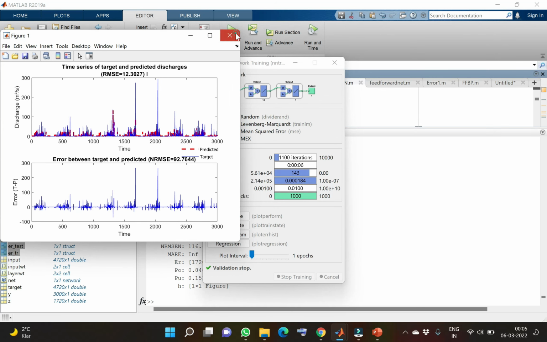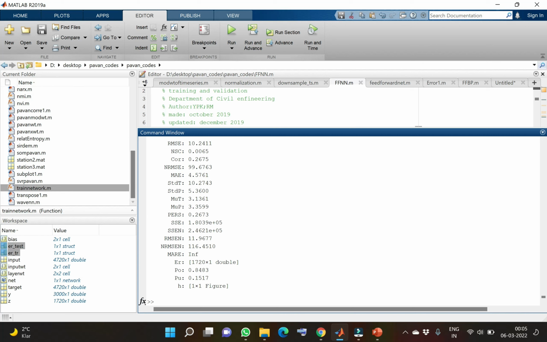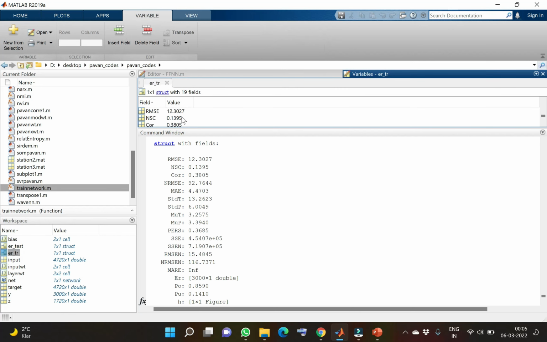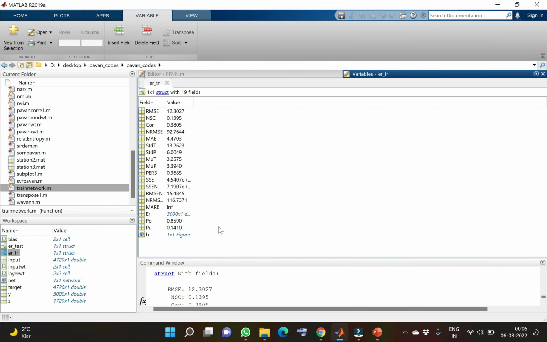Now we will see the values instead of figures to understand better. Although it is represented here, you can also go to the workspace and double click it so that you get the values there. So for the training data set, we see that correlation is 0.38, NSC is 0.13. Both the values are considered to be low, as I've mentioned in the previous videos, that if you have a correlation more than 0.85, it's good, and as NSC reaches 1, it is good. So in this case it's very low, although the error is low.